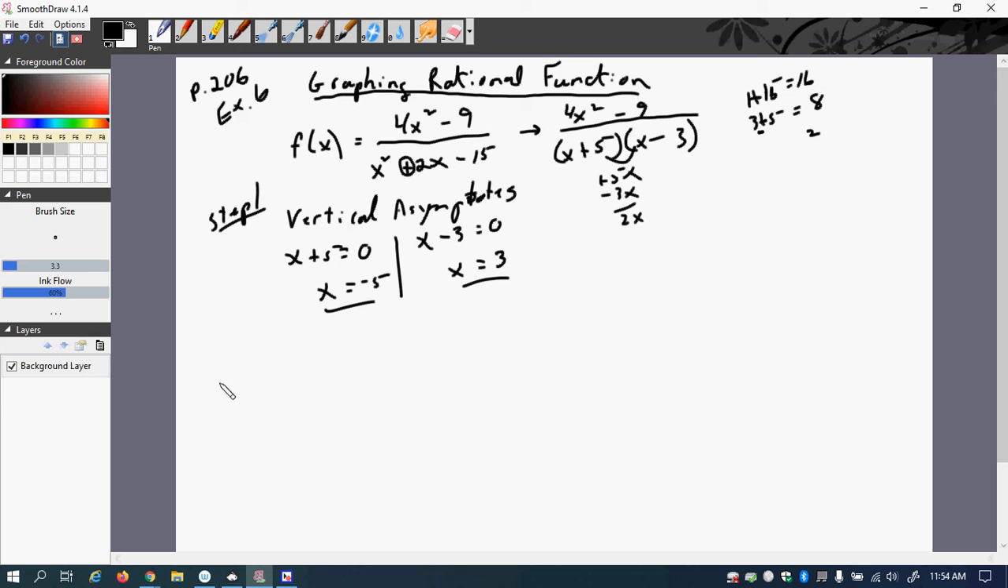So I have that. So now step 2, I notice that the exponents are the same. So my answer is what's in front of these as a coefficient. So this is really y equal to 4. So now I have my other one. I have my horizontal asymptote. So that's done. So now I can go ahead and graph it.